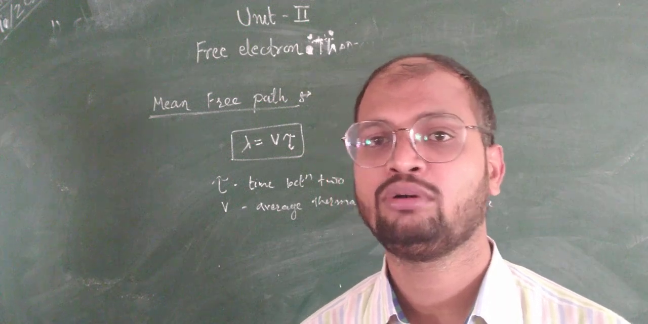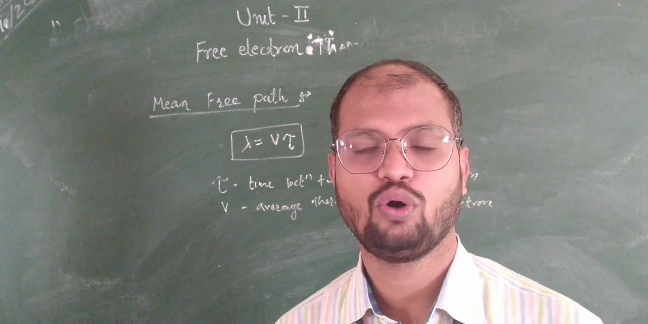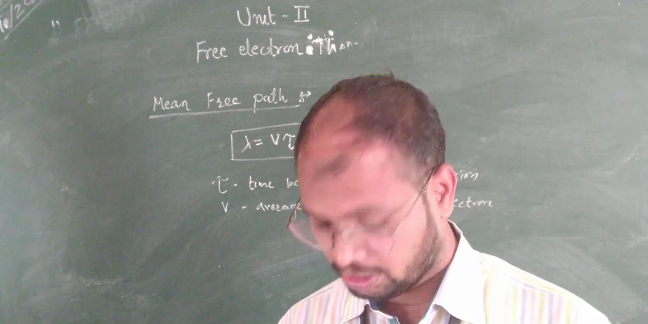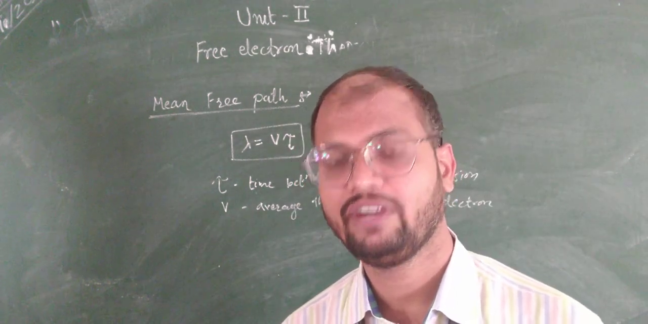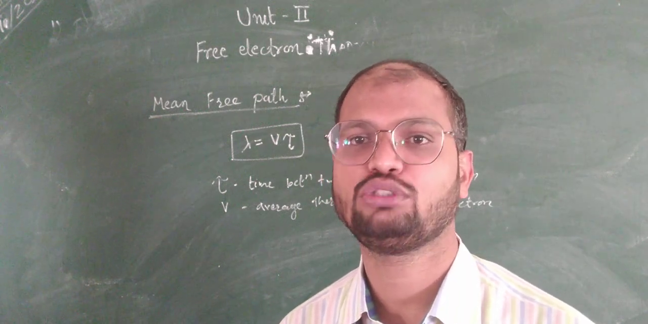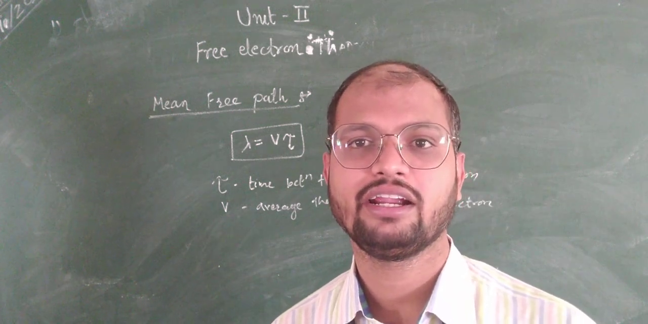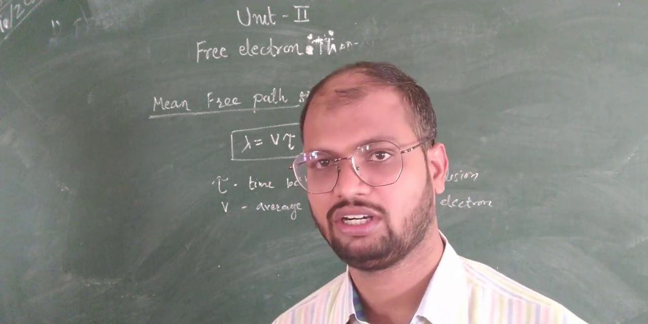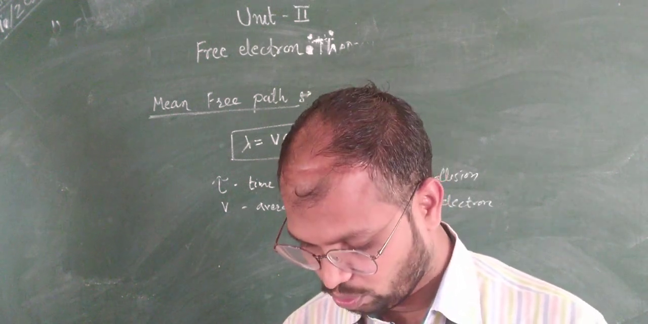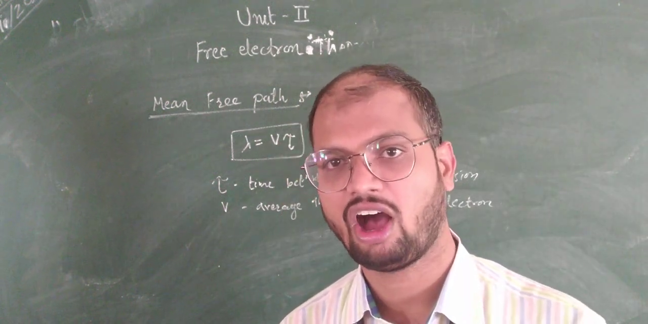And we have learned about the third characteristic of metals: the ratio of thermal conductivity K to electrical conductivity sigma is directly proportional to temperature. So K upon sigma into T is equal to a constant. This is the third characteristic, and it is known as the Wiedemann-Franz law.